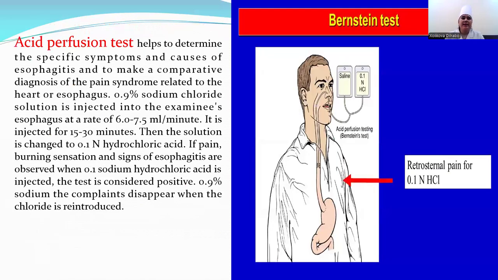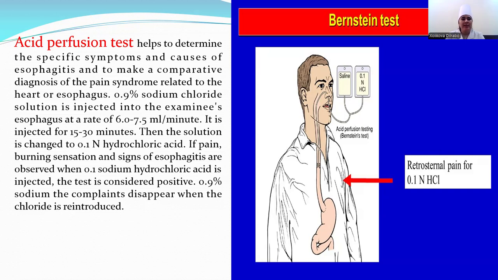Next test is the acid perfusion test. It helps to determine the specific symptoms and causes of esophagitis and to make a comparative diagnosis of pain syndrome related to the heart or esophagus. A 0.9% sodium chloride solution is injected into the examinee's esophagus at a rate of 6 to 7.5 ml per minute. It is injected for 15 to 30 minutes.